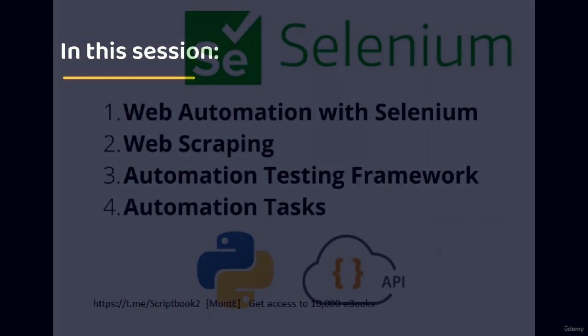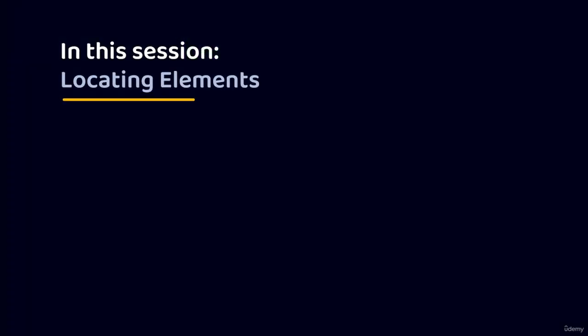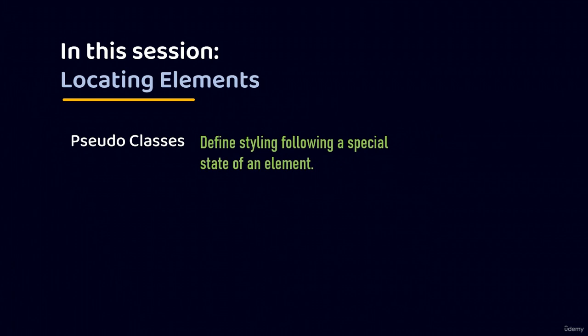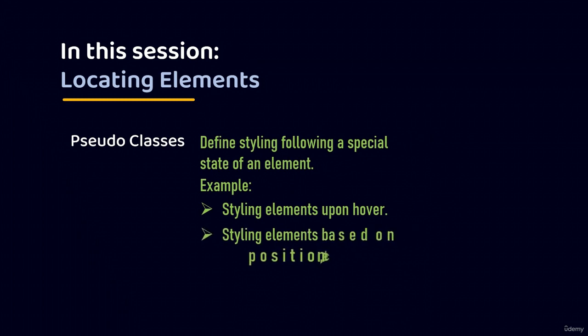In this session, we take a look at the fundamentals of locating specific elements using CSS selectors. We shall make use of the CSS pseudo classes. A pseudo class is used to define a special state of an element. For example, it can be used to change an element's style when a user hovers over it, or style a specific element differently from the rest based on its position, among others.